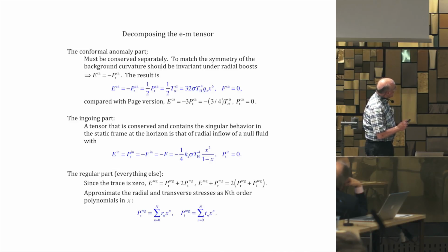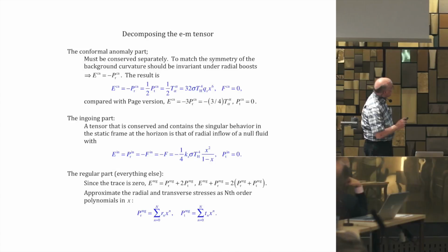So since I want to talk about non-singular quantities as much as possible, I'm going to separate out a part of the stress-energy tensor, which is, again, conserved, and which contains all of the singularities associated with that infinite energy flux in the static frame on the horizon. So this is, again, all in a static frame I'm talking about.